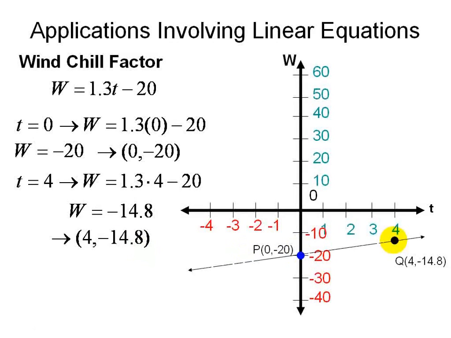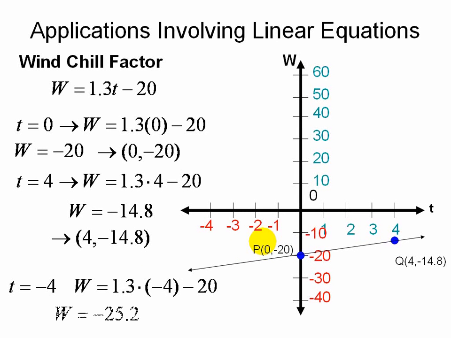We can check this graph by plotting another point, negative 4. Negative 4 is substituted into the above equation of 1.3 times minus 4, subtract 20. That yields an answer of W equals negative 25.2. Plotting T equals minus 4 gives negative 25.2, and we can see the third point falls on that line. So all these 3 points fall on this line, and that concludes the application involving linear equations with an application to the wind-chill factor.